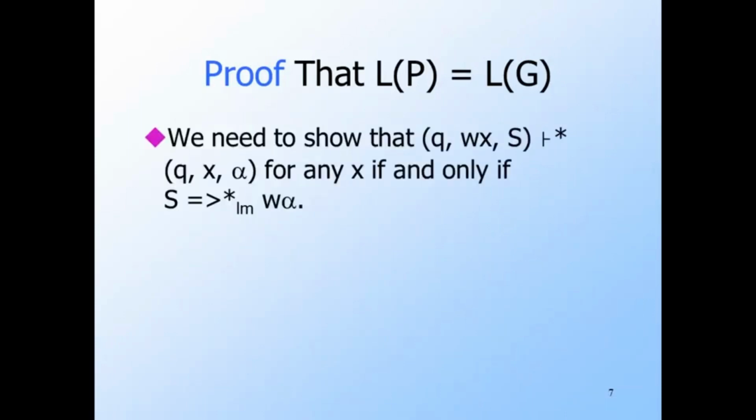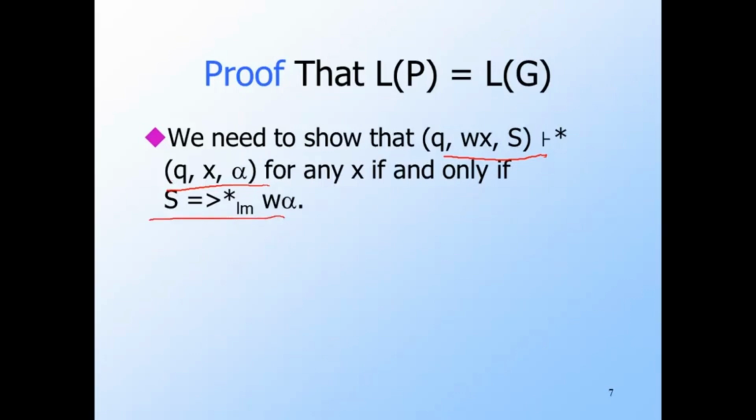We're going to prove that P accepts exactly what G generates. Formally, we will show something more general. It seems we always have to show something more general than what we really want. Here we show that if P consumes W from its input, starting with only S on its stack, and winds up with stack alpha, that is, this ID becomes that ID, then in G there is a leftmost derivation of the string W alpha.